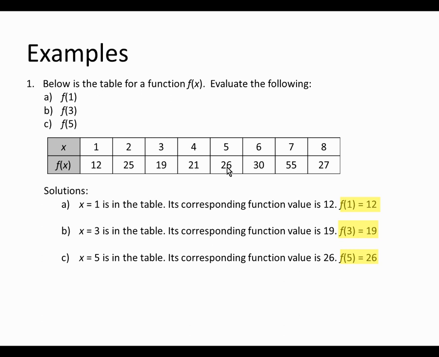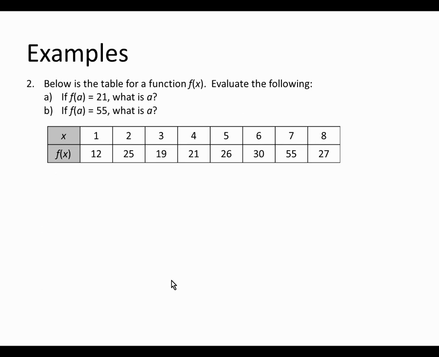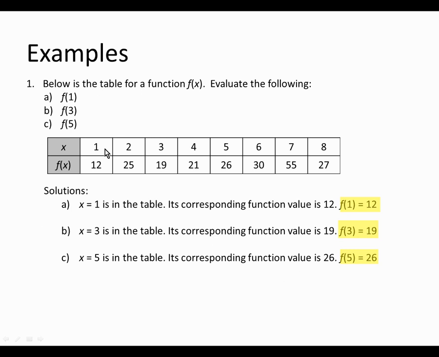Now sometimes we read the table backwards, which means I give you the functional value, you find the x value that goes with it. So it's kind of looking at the bottom row first. So for our second example, we're going to do something like that. Number 2, below is the table for a function f of x, evaluate the following. If f of a is 21, what is a? And for part B, if f of a is 55, what is a? So again, it's the same table we had in example 1, I believe, yes.